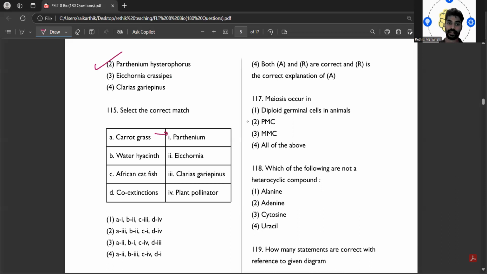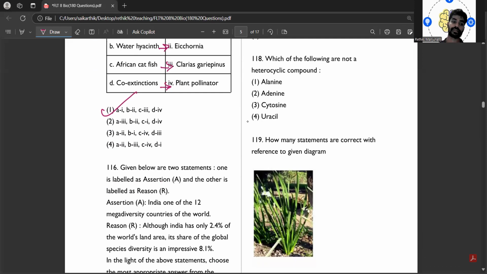So this is correct. This is also correct. This is also correct. African catfish. Yes, this is also correct. So option one is correct.